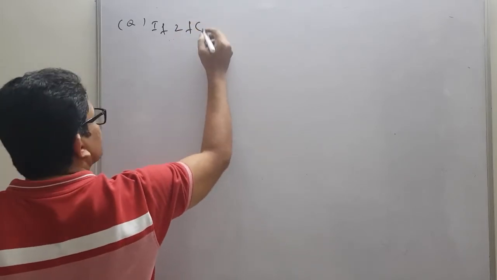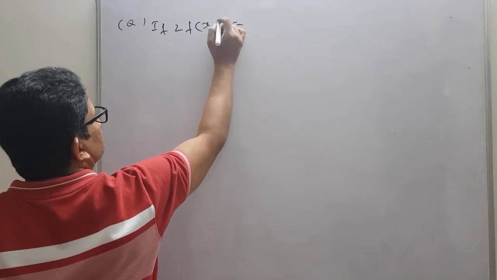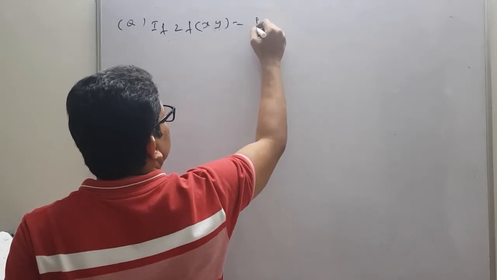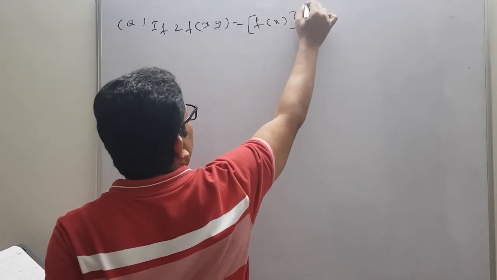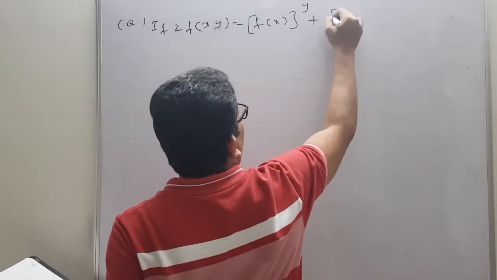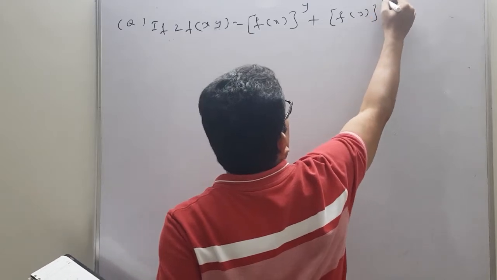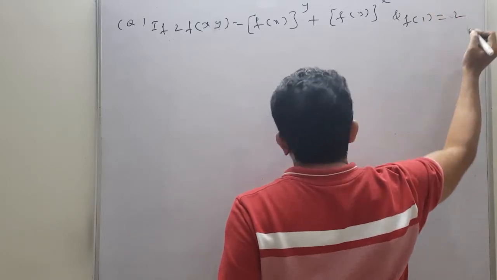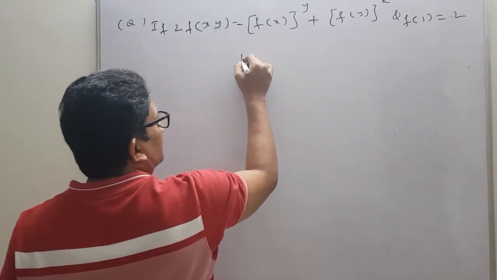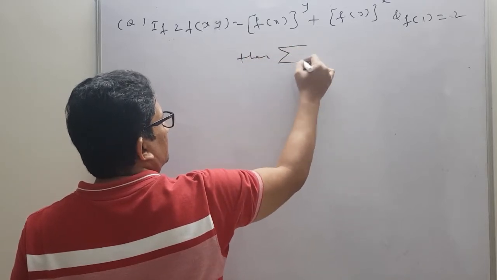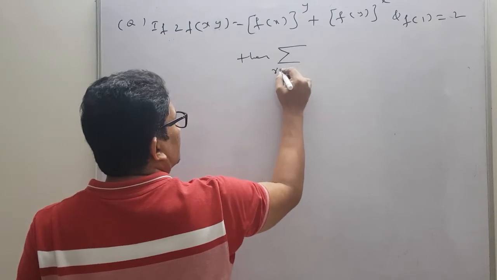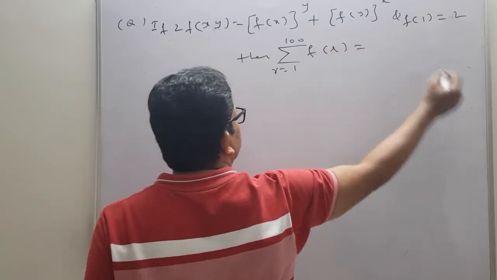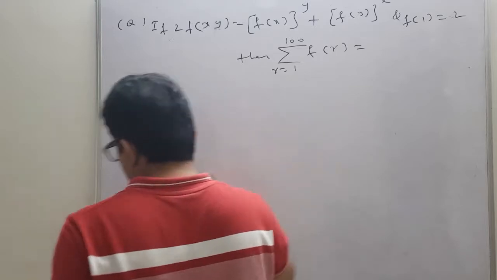2 times f of xy equals f of x whole power y plus f of y whole power x, and f of 1 equals 2, then sigma r equals 1 to 100 f of r equals what? This is the question.